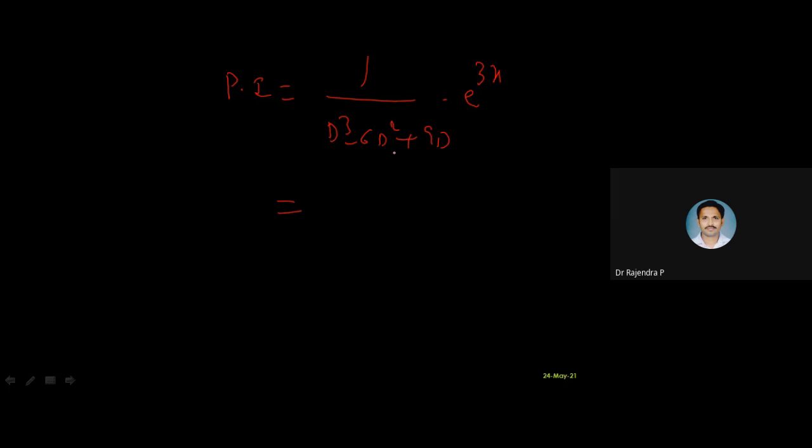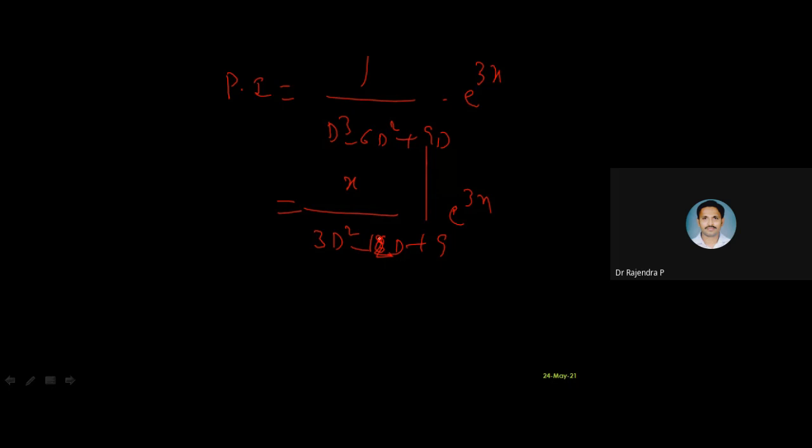We got 0. So when we got 0, what do we have to do? Apply x and differentiate this. If I differentiate, tell me, differentiate 3D square minus 6D, sorry, 12D minus 12D plus 9, into e power 3x.